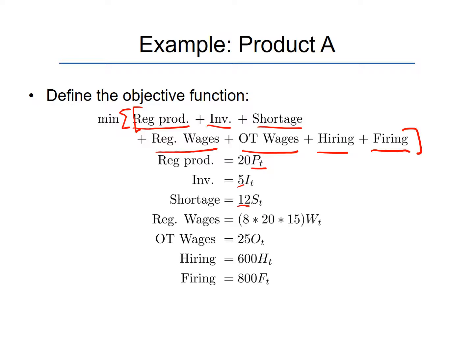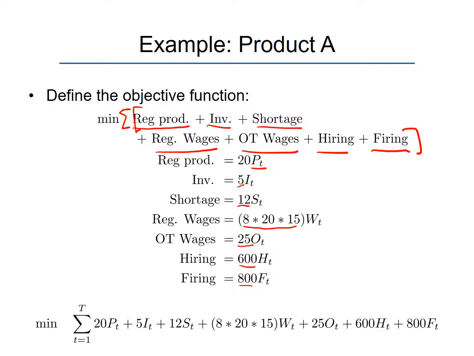And the regular wages, each worker works 8 hours a day, 20 days a week, and their cost is $15 per hour, so 8 times 20 times 15, times the total number of workers for a given period. That should give me the regular wages for a given period T. The overtime wage rate is $25 per hour, times OT, which should give us the total overtime wages. And then hiring and firing each have a rate of 600 and 800. So now I have all of the expressions necessary. I plug them back into my objective function, and then I have my full objective function.